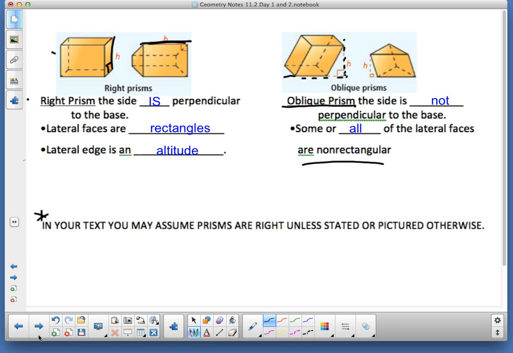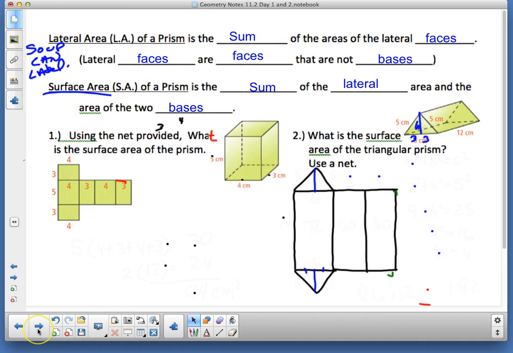Now here's a saving grace for us. In your text, you may assume prisms are right unless stated or pictured otherwise, and in any of our lessons, they are right until stated otherwise, because it's all about a right prism for what we're learning, and regular polygons. Now, going on.